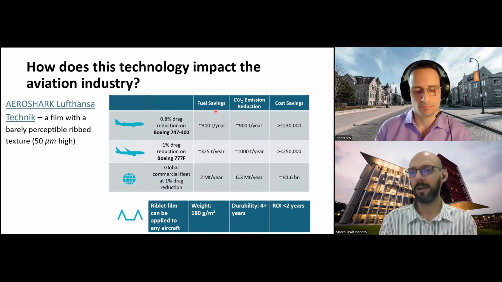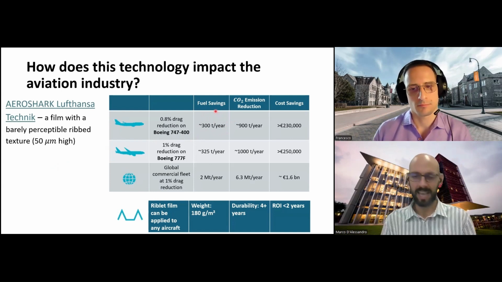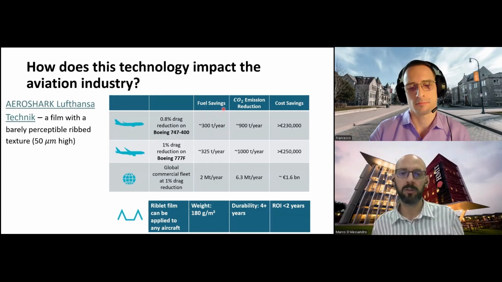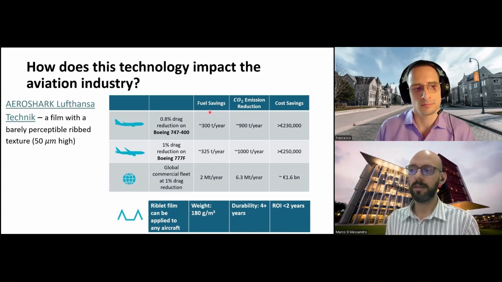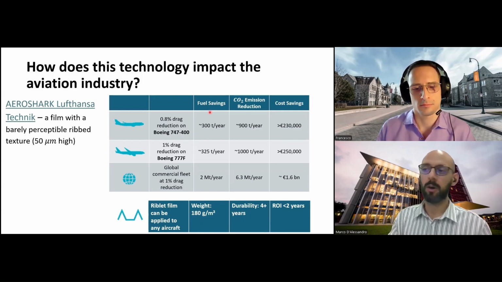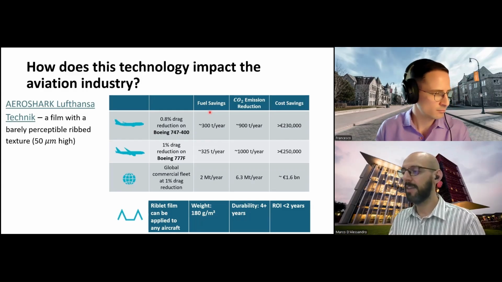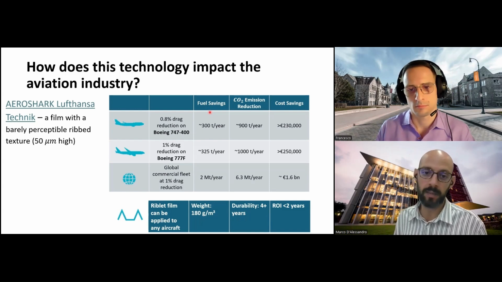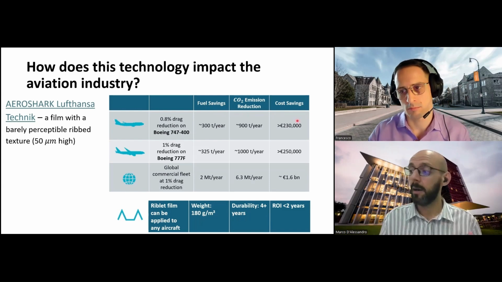So what does it mean economically? What can we save by applying these films of shark skin on the wings of an aircraft? From the research conducted by Lufthansa Technik, it was found that with the application of this shark-inspired surface, which Lufthansa calls AeroShark, the savings can be substantial, as you see in the table shown in this slide.